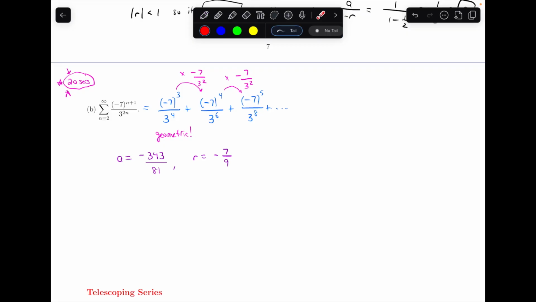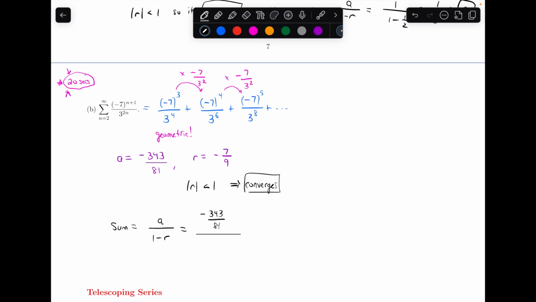So, does it converge? If I look at the absolute value of r, that's positive 7 over 9. And the key thing I care about is that that's less than 1. Since that's less than 1, this geometric series converges, so I can find its sum. It's given by the formula a over 1 minus r, where a is negative 343 over 81, all over 1 minus negative 7 over 9.